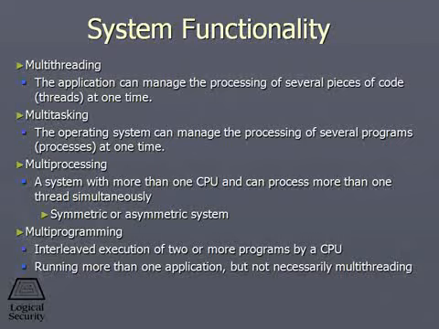The next definition is called multitasking. Multitasking is where we can manage the processing of several programs at one time. And we say at one time. Only one of these programs, processes, or threads can ever be worked on at any single point in time on a single CPU system. But because the clock rates are so high on these CPUs, it appears as though we are running 2 or 3 or 10 or 20 programs at the same time.